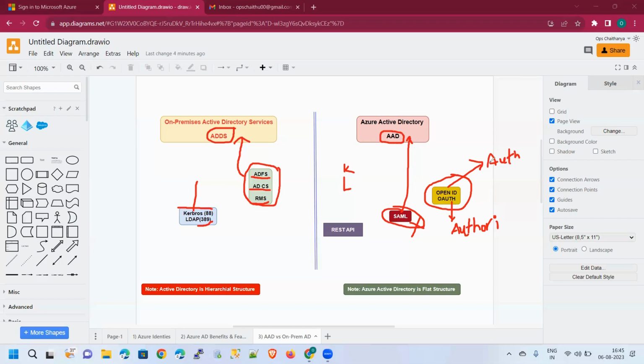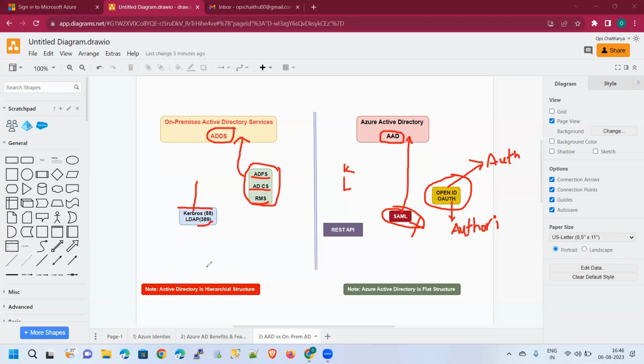Authentication over here. OpenID is for authentication. OAuth is for authorization. These are the main concepts over here. I hope you understand this. Before going ahead, next thing, you need to understand two important keynotes over here. You need to keep them in mind.